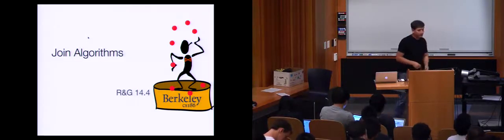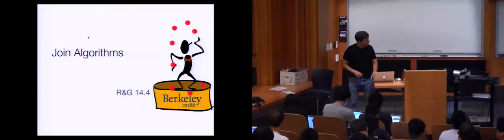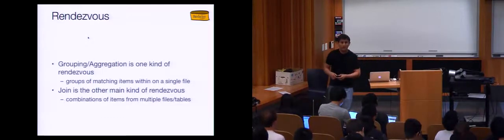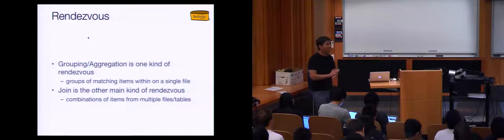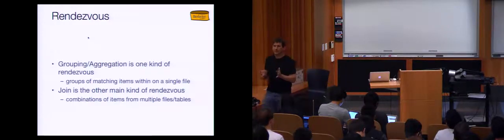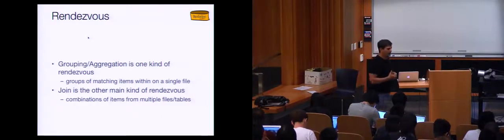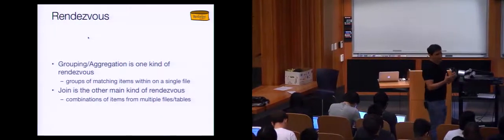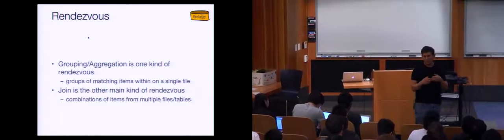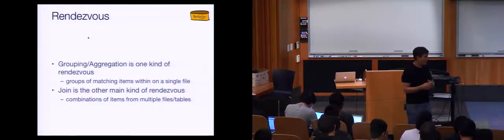Today we are going to talk about join algorithms. And without further ado, let's just dive right in. So we've already been talking, when we've been discussing these out-of-core algorithms, about the centrality of this idea of rendezvous, of making sure that two objects find each other in space and time, right? That they're both co-resident in memory at once.